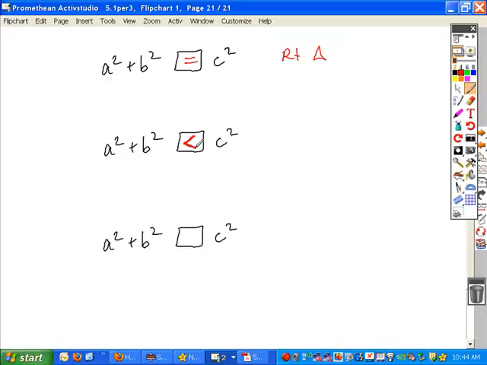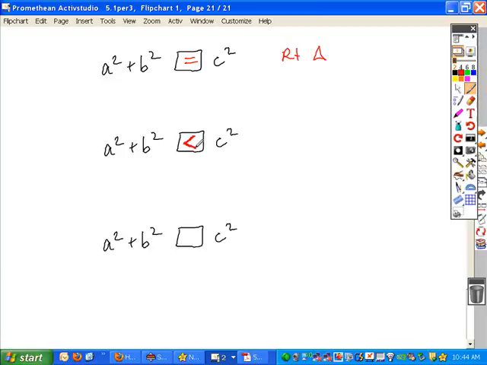So if A, B, and C, A and B represent the two shorter sides of a triangle, and C represents the longest side of any random triangle. If the square of the longest side is greater than the sum of the squares of the other two sides, then you can classify the triangle. And it's easy to visualize that.